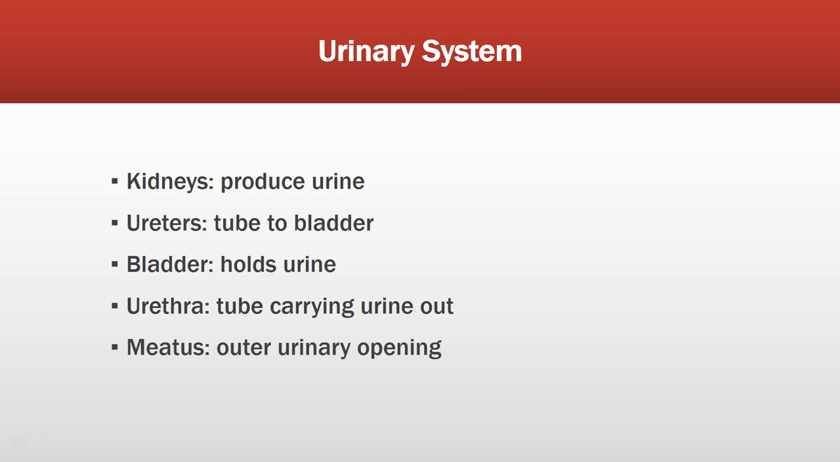When a person urinates, the ureters will prevent the backflow of urine into the kidneys. The bladder temporarily stores urine. Once the bladder collects about 200 to 400 milliliters of urine, an impulse is sent from the spinal cord and initiates the bladder to contract. The urethra is the tube that allows the flow of urine from the bladder to exit the body through the outer urinary opening, which we call the meatus.